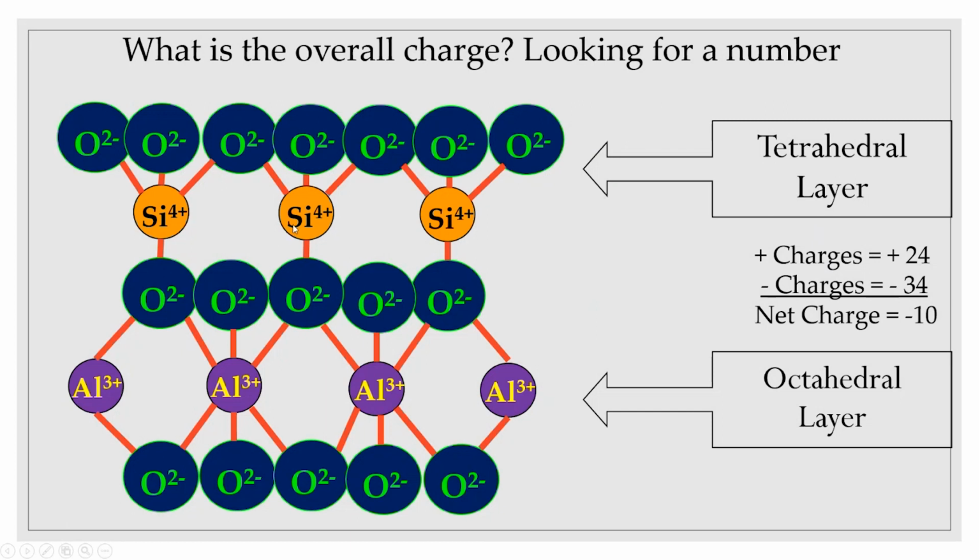We have 3 silica 4 plus, and we have 4 aluminum 3 plus. So this is plus 12. This is plus 12. Negative 34 plus 24. The overall charge on this particular portion of that 1-to-1 clay mineral is negative 10. And what I'm trying to do is set you up to understand what happens if we were to make this isomorphic substitution.